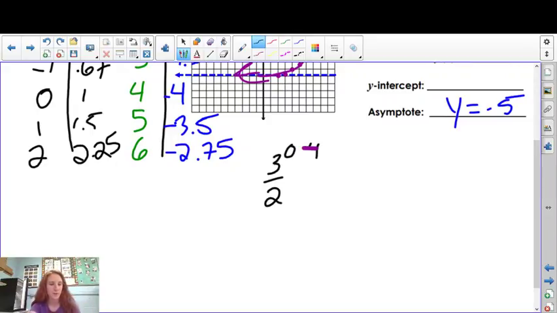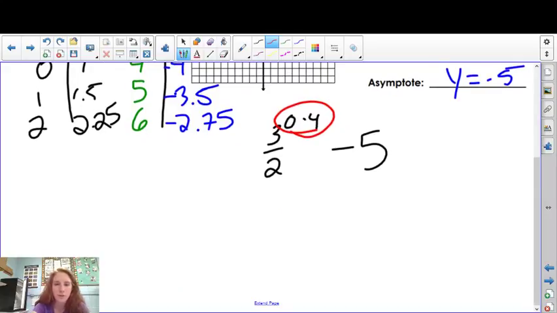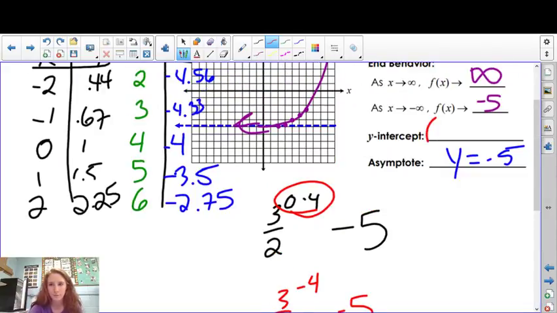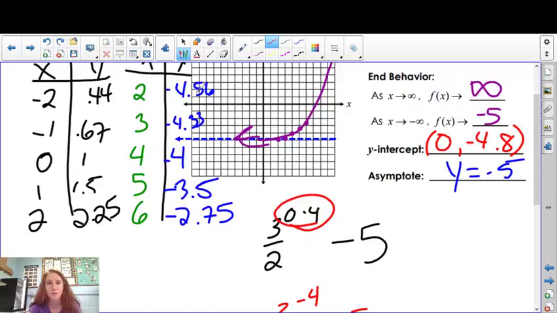Okay, I don't know why it's doing the purple. Stop. So first I have to take 0 minus 4, which is -4. So 3/2 to the -4, then minus 5. Which is a really tiny number, minus 5 more, -4.8. Which is really close to our -5. It's even closer than what I already had.